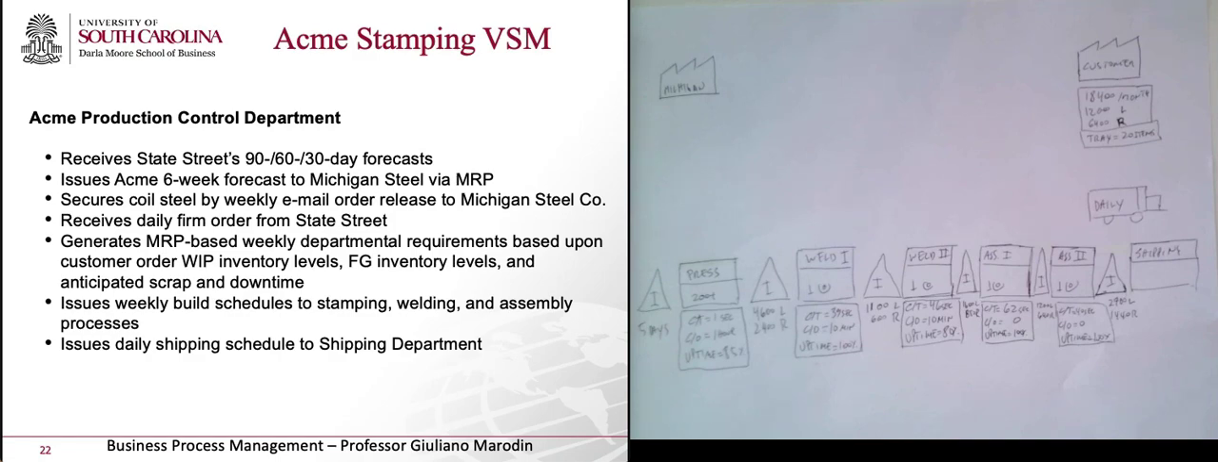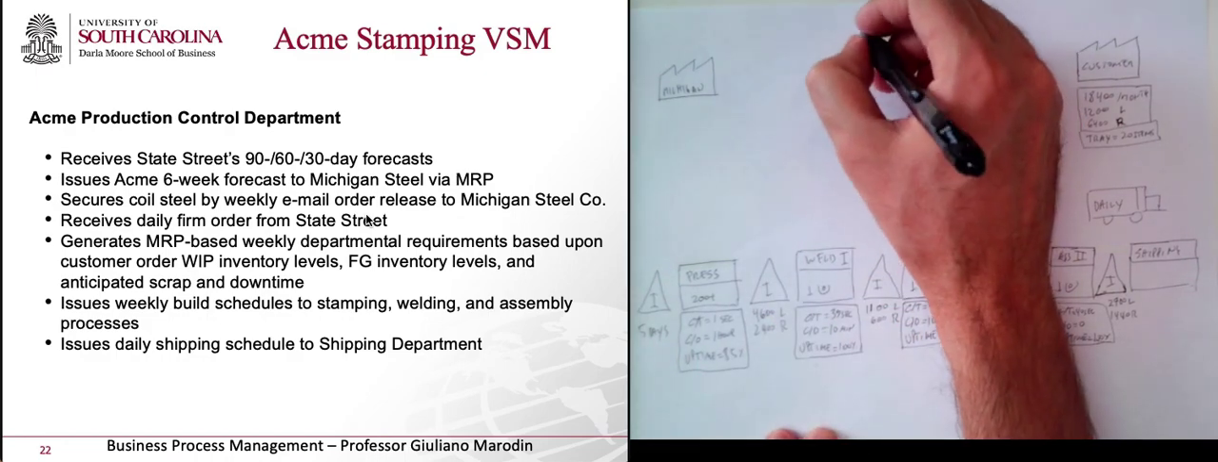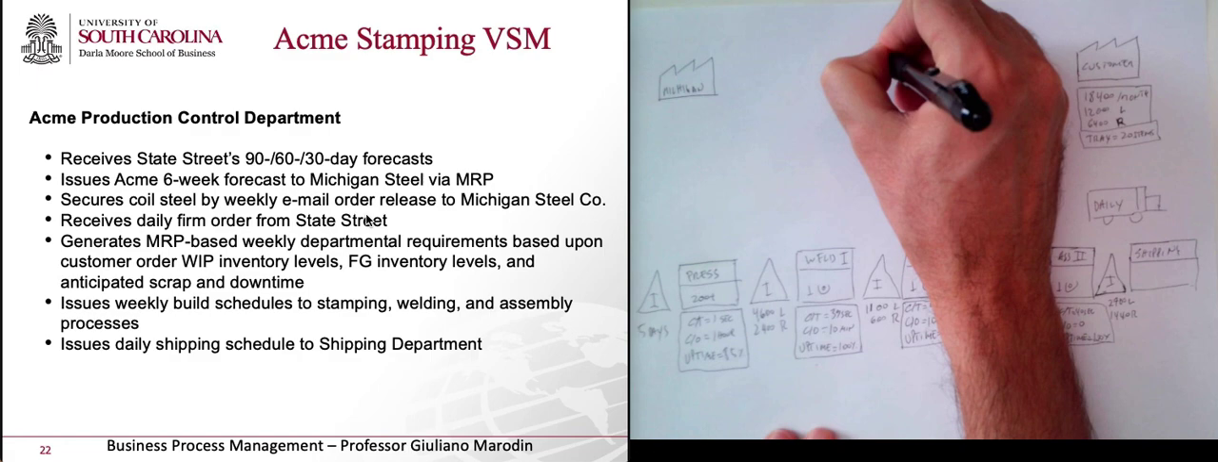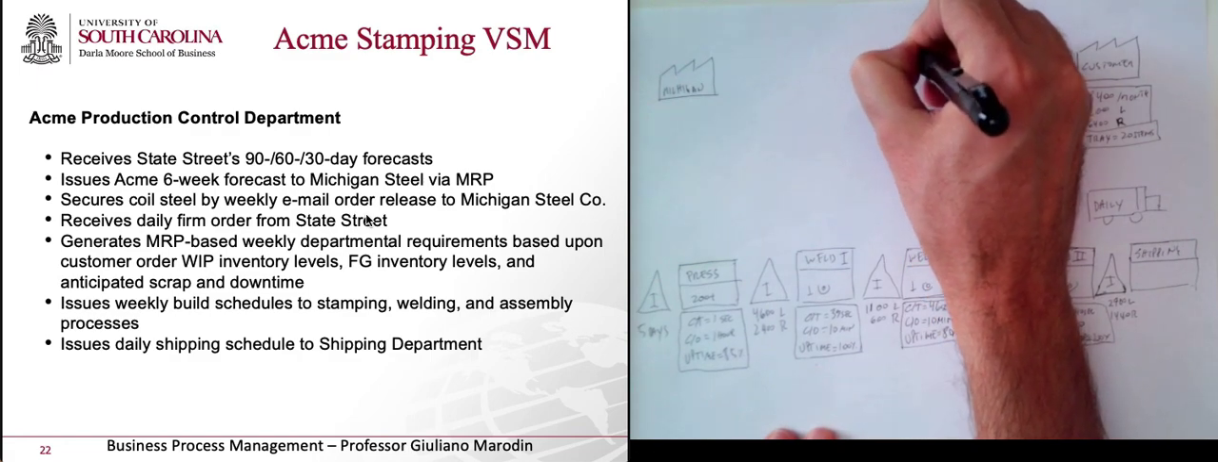Okay, so let's keep going here, and now we have the information flow in this slide. You can see I kind of corrected some of my errors in the meanwhile. Let's keep it going. So we have a production control department here. We're going to put here in the middle, production control.